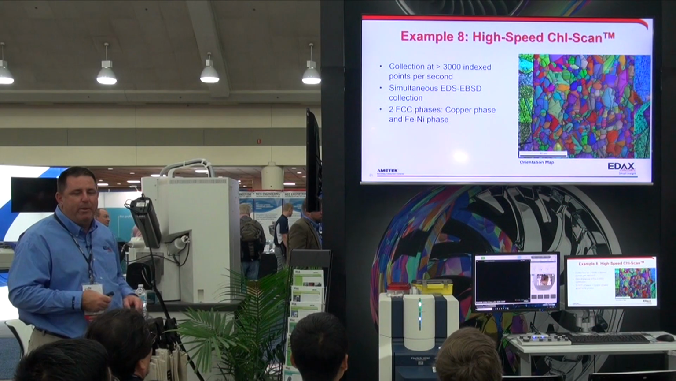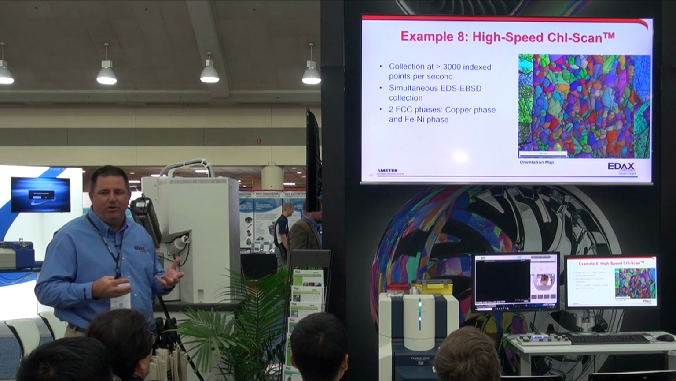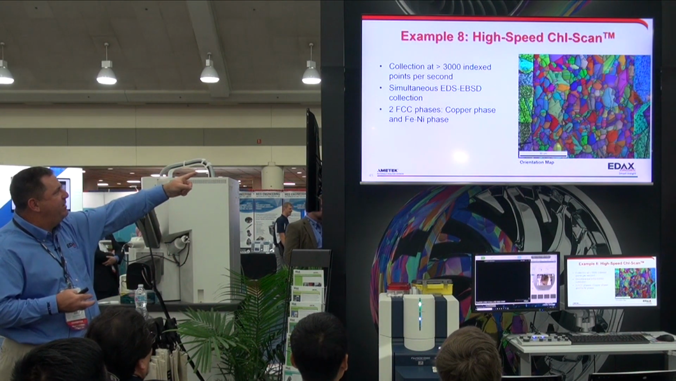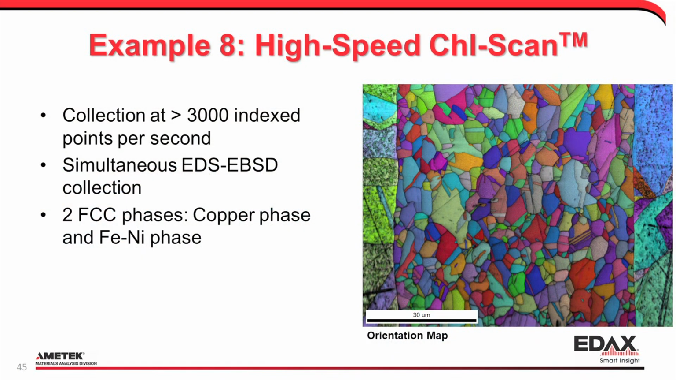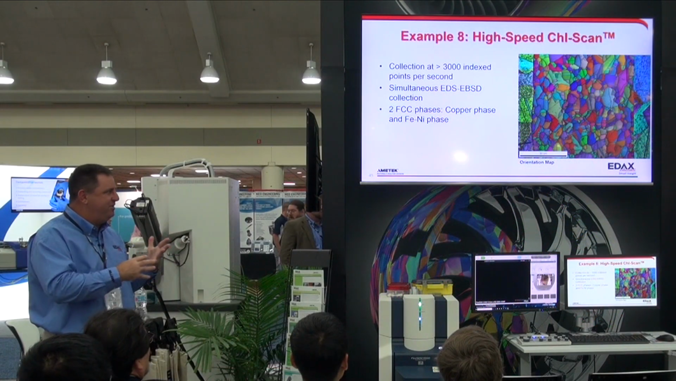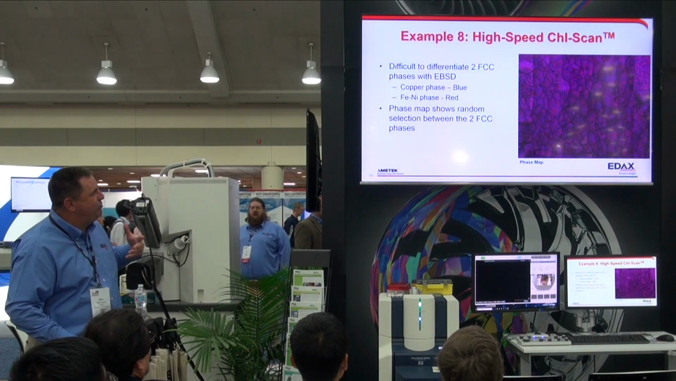But we can also use it for what we call chi-scan. Chi-scan is where we use chemistry to differentiate similar crystallographic phases. So in this case, there's a copper phase and there's an iron nickel phase. Both of them are face-centered cubic. What that means is that the diffraction bands for a given orientation are the same for the two phases. So it's very difficult for EBSD to differentiate those. The bands are in the same position.